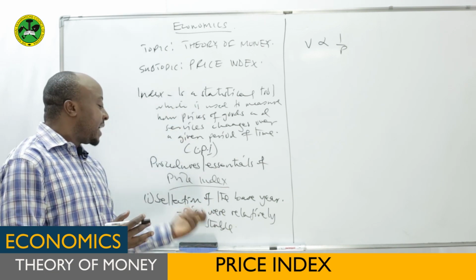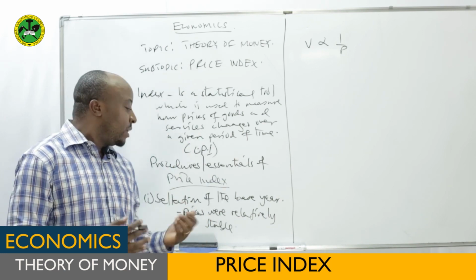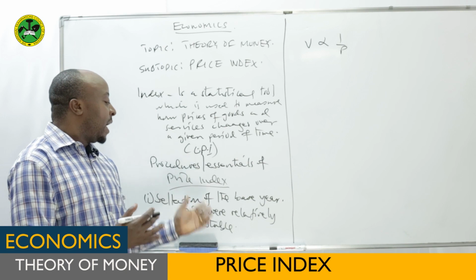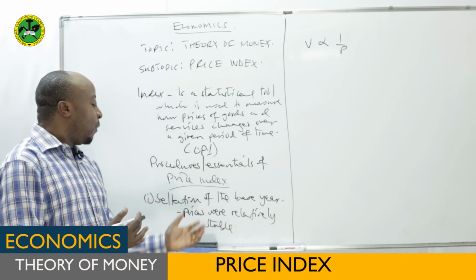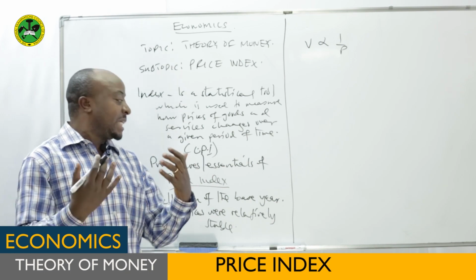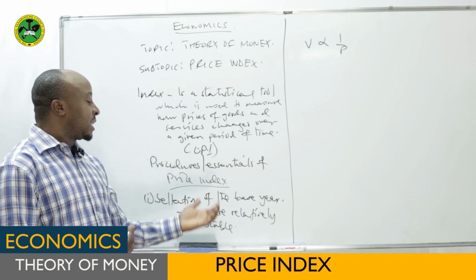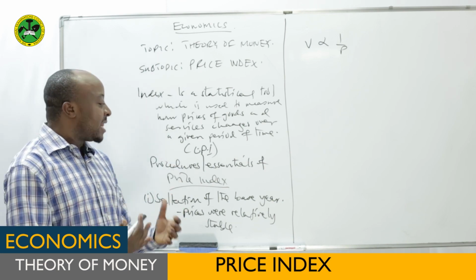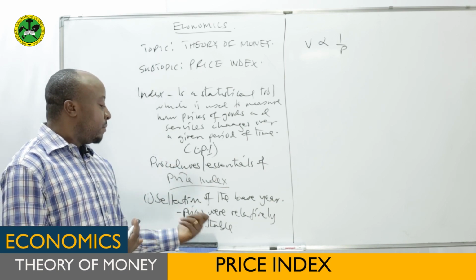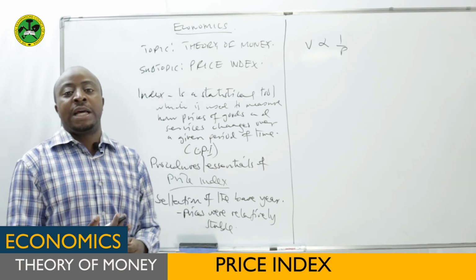Because if we choose a year in which prices fluctuated very much, it will not be a good way of comparing the two years. So at least we choose a year in which the prices of goods and services in the market were stable as compared to other years. That is for the base year. So it is not easy to choose a base year. There are criteria we have to follow. That's why I say the prices should be at least stable as we compare with the other years.